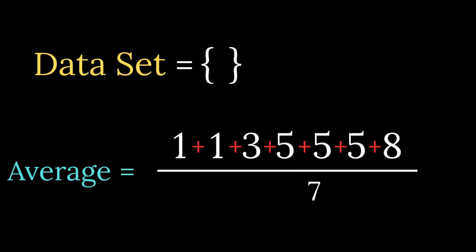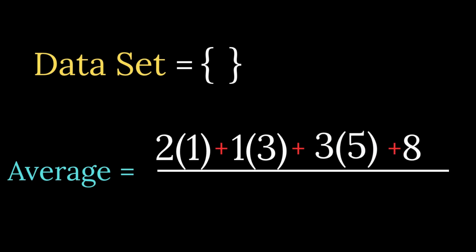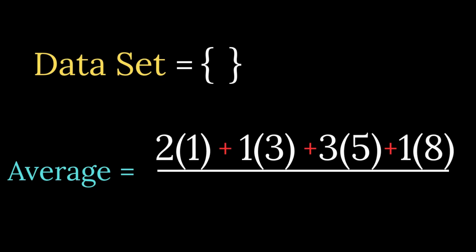So another possible way to frame this is looking at how many times each number appears, adding them up, and dividing by their total frequencies. Let me show you what I mean. The 1 appears twice, so we can rewrite it as 2 times 1. The 3 appears once, so we can rewrite it as 1 times 3. The 5 appears 3 times, so it can be rewritten as 3 times 5. And the 8 appears only once, so it's simply 1 times 8.